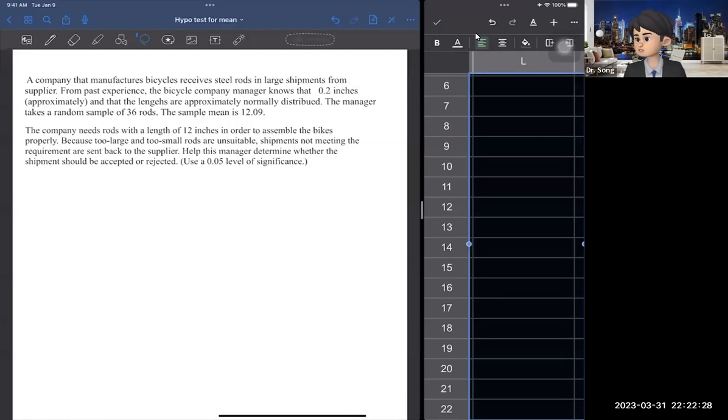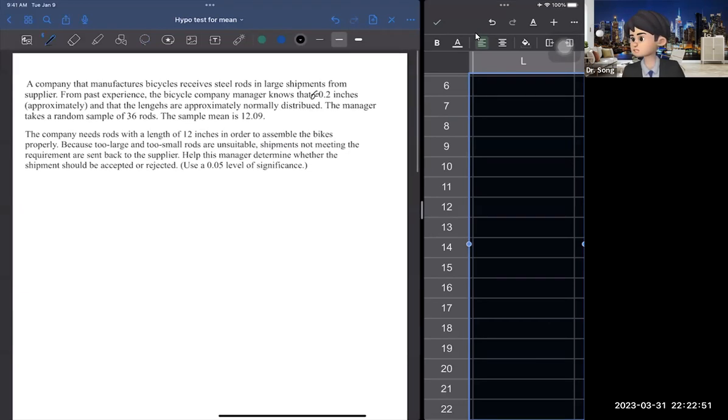Hi, in this video, I'm going to cover two examples of the hypothesis test for the mean. The first example is the following. Here, the first situation is that we know the sigma. That is a little bit weird because we don't have the population data, but somehow the sigma is known. In that case, we can use a normal distribution. So take a look at this example.